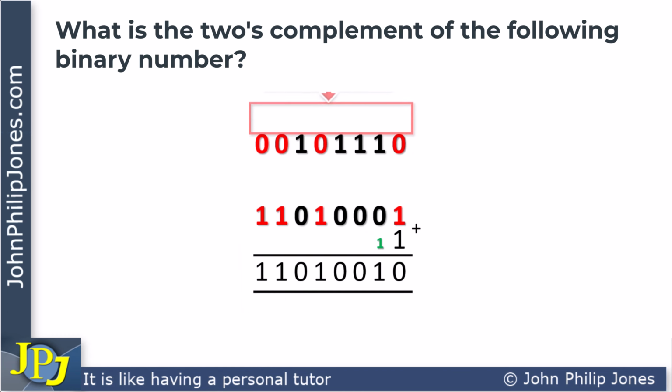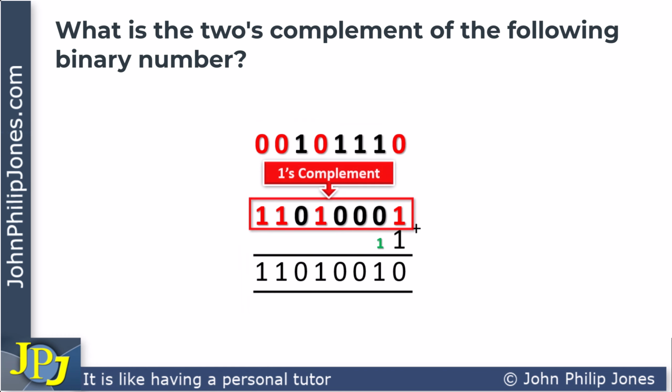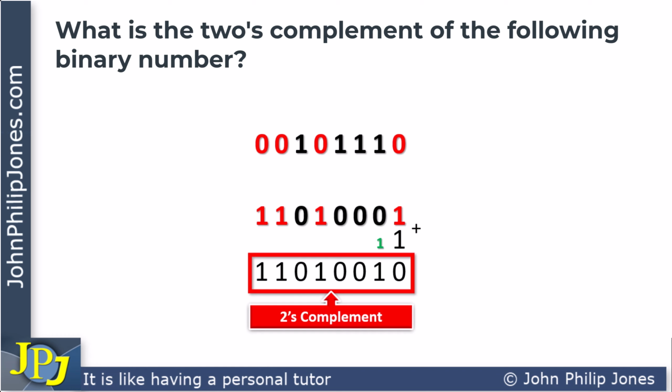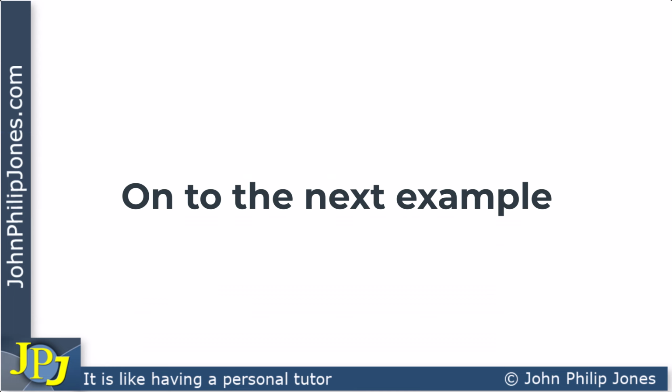So we start off with the original number, we find the 1's complement, we add 1 to the 1's complement, and we end up with the 2's complement. On to the next example.